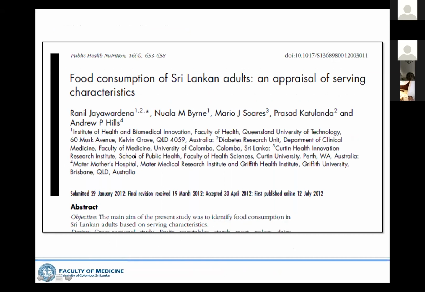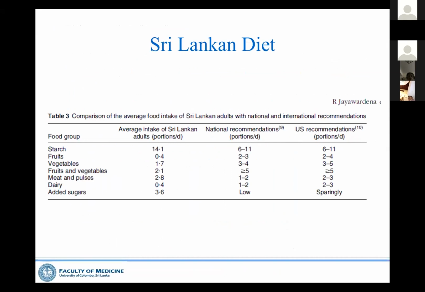And in addition, we did portion surveys also. So that evidence I will discuss here. And now I will move to the Sri Lankan diet, because the solution will come if you understand the Sri Lankan diet. What we identified is that most Sri Lankan food is starch, and we consume more than the average recommendation. The Sri Lankan average adult consumes 14% carbohydrate, whereas the national or international recommendation is only 6 to 11.